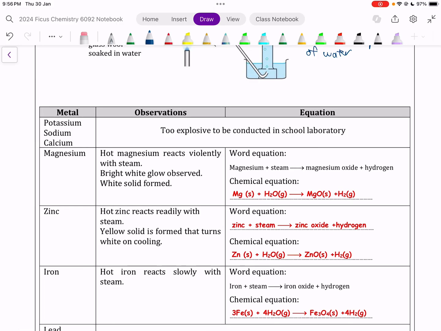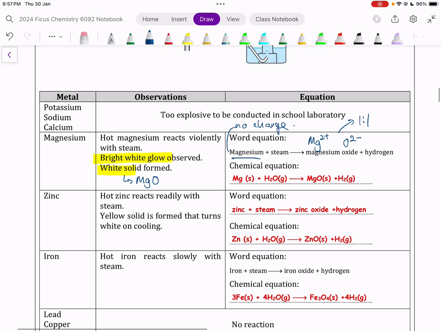For the magnesium case, you'll see a bright white glow and then a white solid. This white solid is actually your magnesium oxide. So magnesium plus steam gives you magnesium oxide and hydrogen. Hope you still remember how to write the chemical formula for magnesium oxide. It's a 1-to-1 case. Remember, there's no charge, so please don't put 2+ down there. Likewise for zinc oxide, which is Zn2+ O2-.